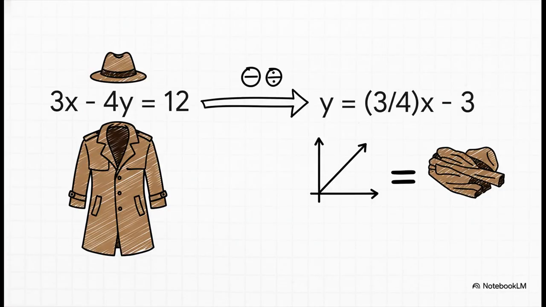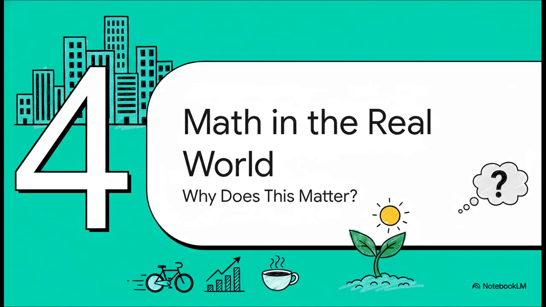For 3x minus 4y equals 12, we subtract 3x from both sides. Then, we divide every single term by -4. A negative over a negative gives us a positive, and 12 divided by -4 is -3. And look what we have. y equals 3/4 x minus 3. That's the exact same equation we just finished graphing. We've unmasked it.